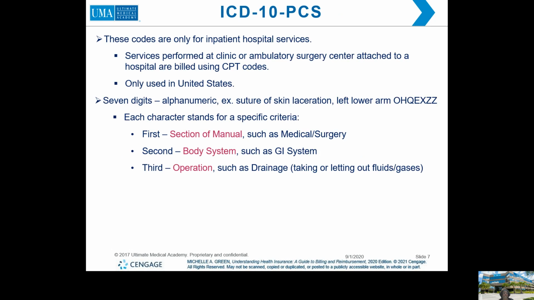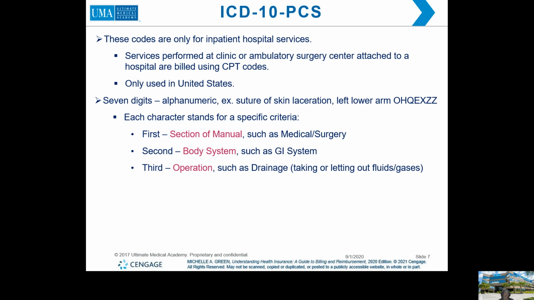So let's look at PCS. It's for inpatient procedures. So even if we have a clinic or ambulatory surgery center attached to a hospital, and the patients are not staying overnight, they're not an inpatient. We're not even going to go into observation services and all that type of thing. We would use CPT codes. Those are outpatient codes.